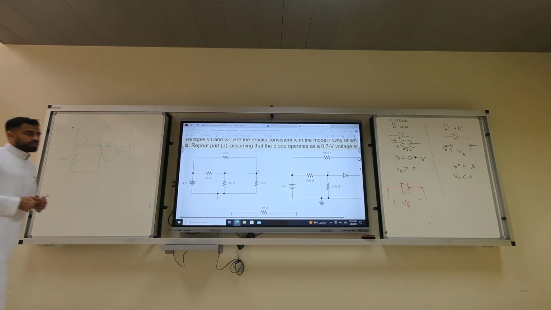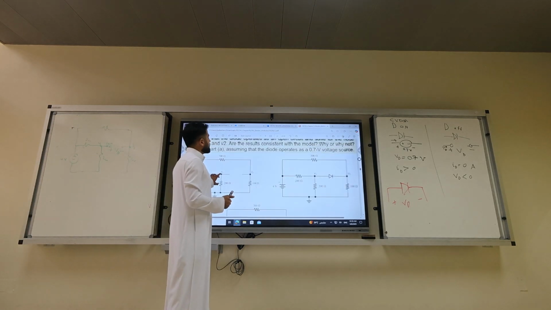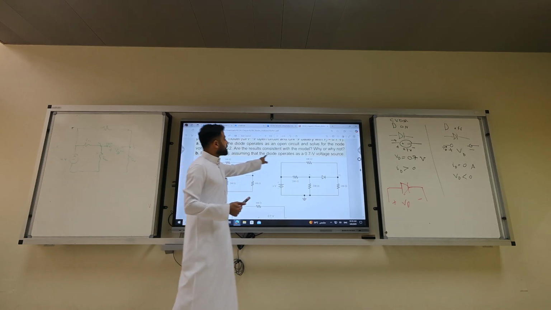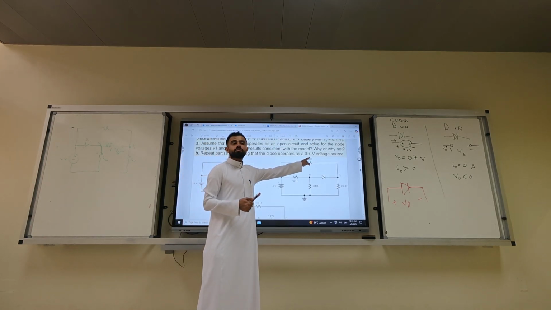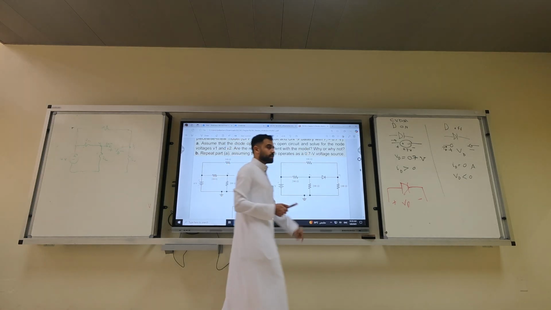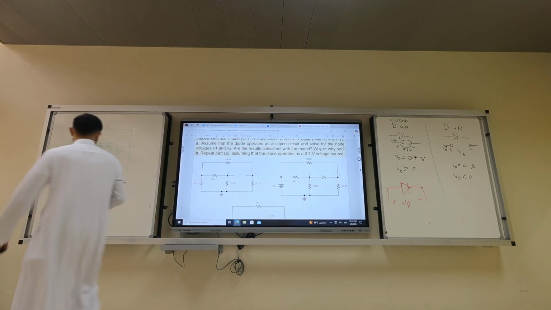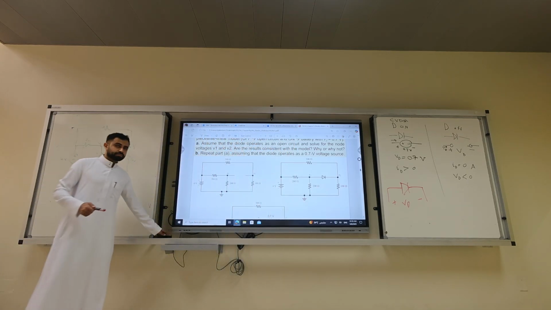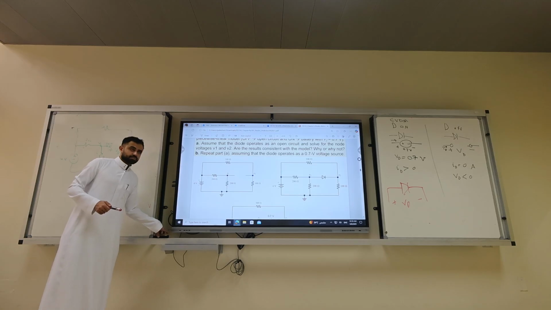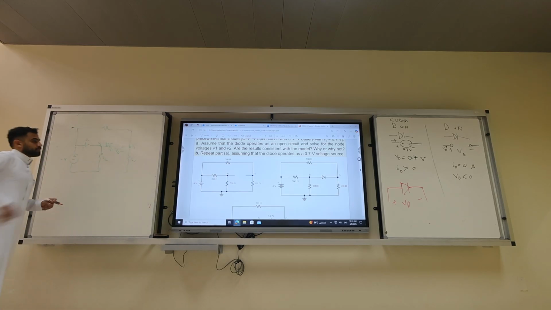Okay, if we replace it with the model, but here he is telling us to replace it, assuming that the diode operates at a 0.7 volt. So you need to use the CVDM. Constant voltage diode model. Door is open. Okay?